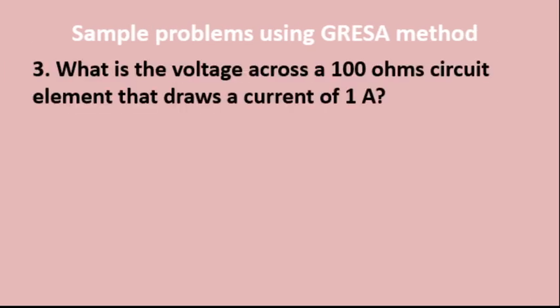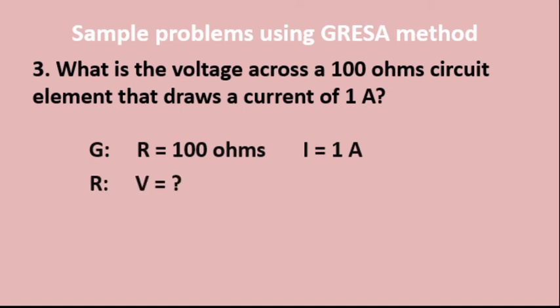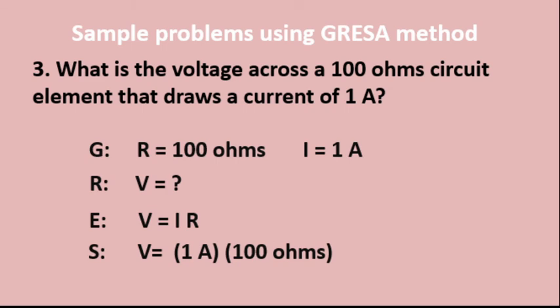Now let us answer the problem. Givens are resistance is equal to 100 ohms and current is equal to 1 ampere. Required is voltage. Equation, voltage is equal to current times resistance. Solution, voltage is equal to 1 ampere multiplied by 100 ohms. The answer is 100 volts. Did you get it right?